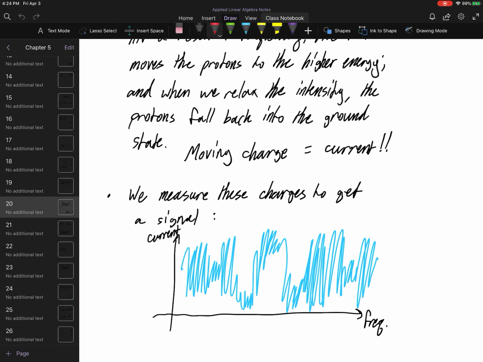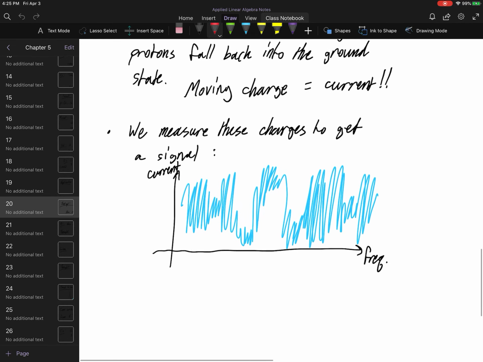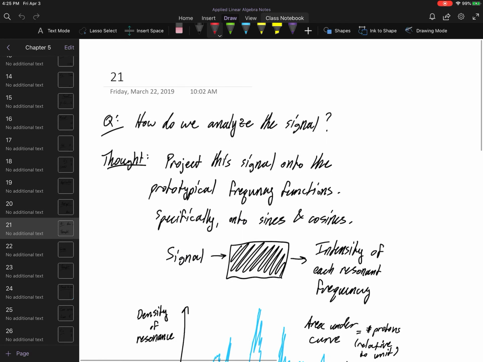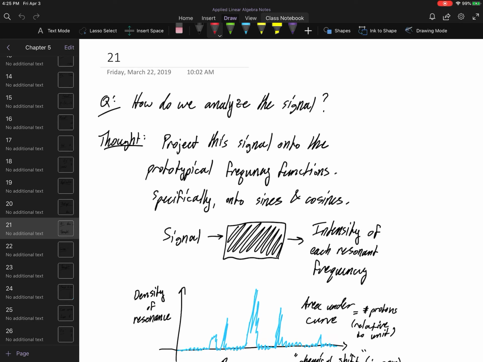But either way, moving charges are going to create current, and we can measure the current here. As we change the frequencies, we can measure how strong that current is. And this is what we'll wind up with: some discrete sampling of what our current looks like for different frequencies, and what the strength is.